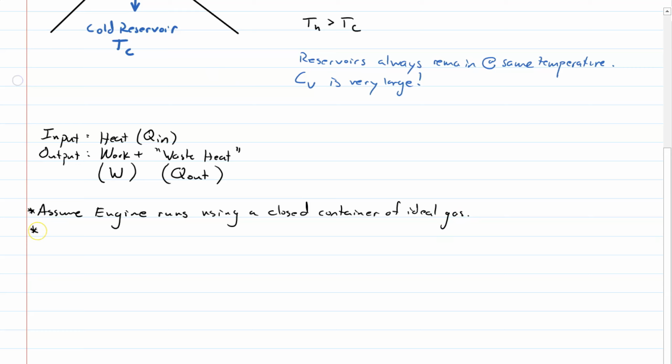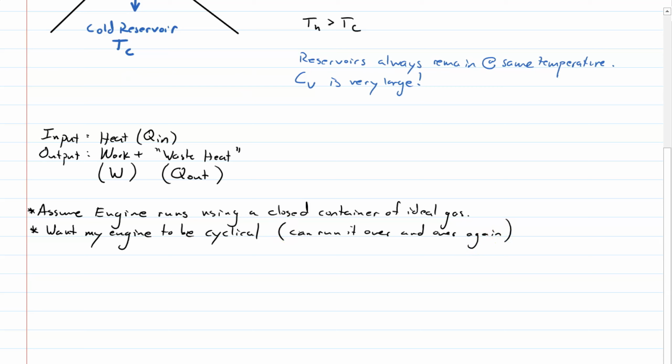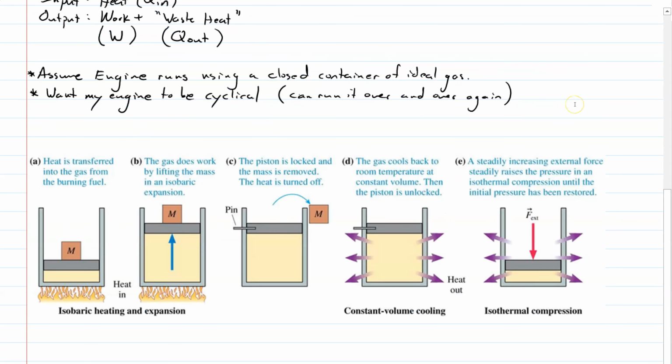And the other thing that's important to know is that the engine should be cyclical. So I want my engine to be cyclical. I want to be able to run it over and over again. Okay, so I want it to do something and then return to its initial state so I can do that thing again, over and over again. I want to constantly be able to convert heat into work. So here's one simple example of an engine.